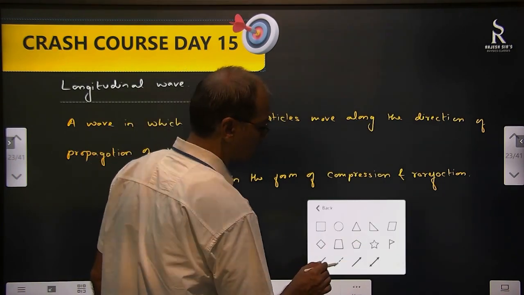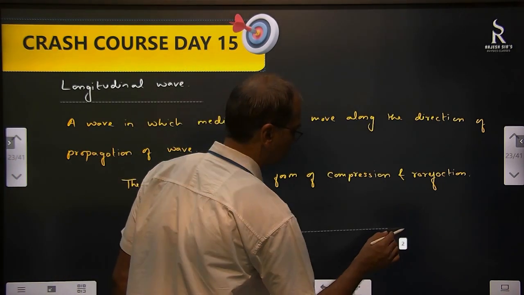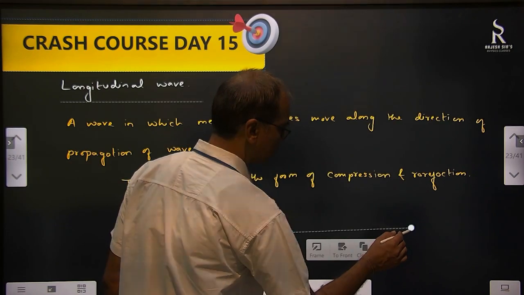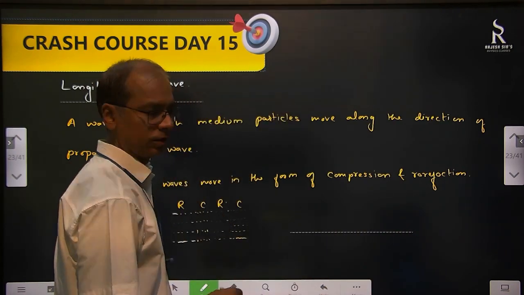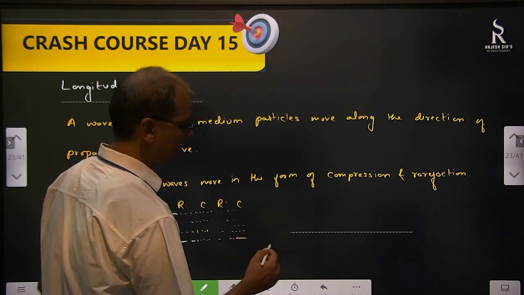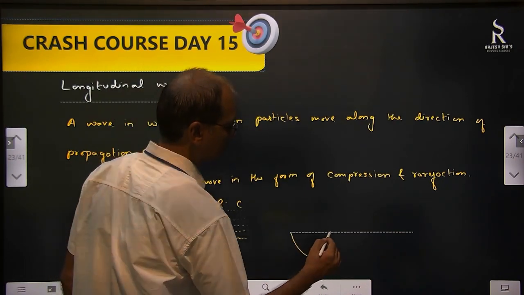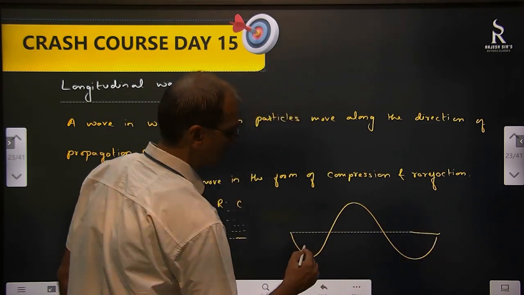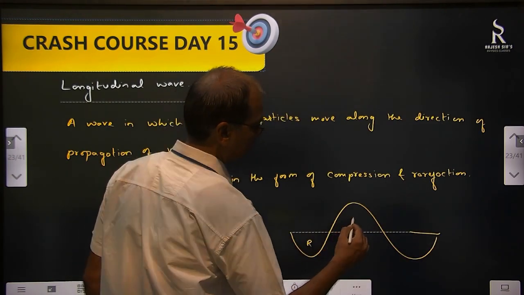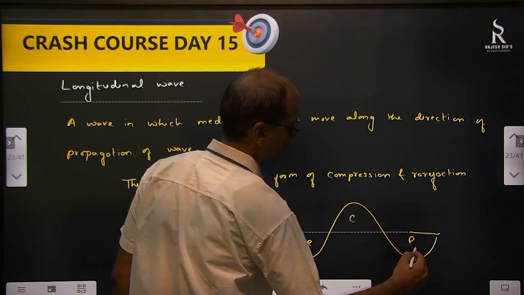But suppose you want to show it in terms of pressure, then it's very similar to our transverse wave. Okay, so first is rarefaction we have shown. So it'll be like this. Like this it will go. So this is rarefaction here. This is compression. This is rarefaction.